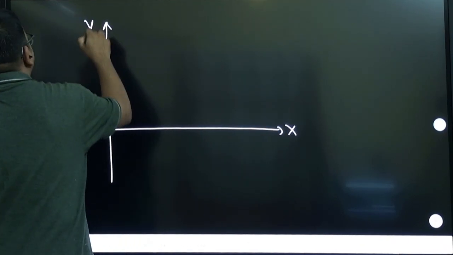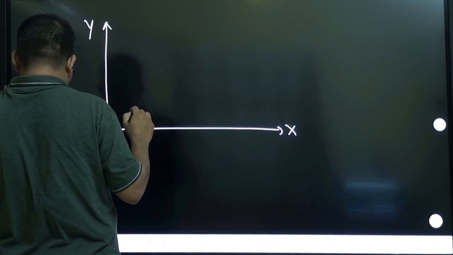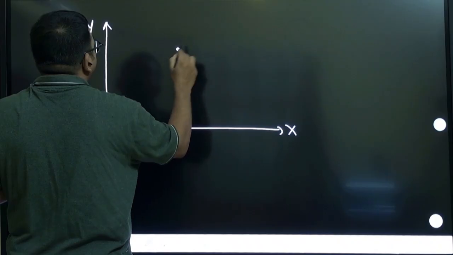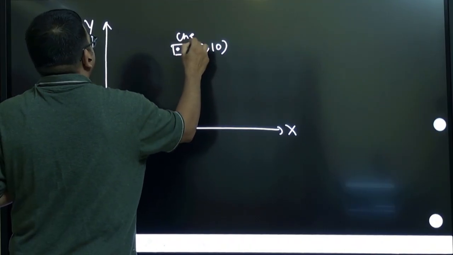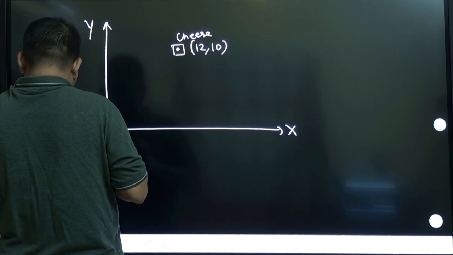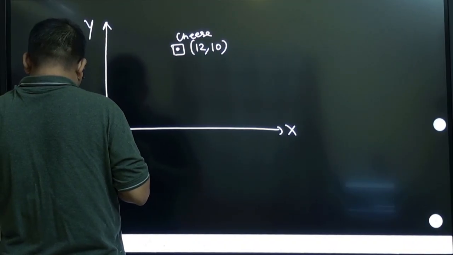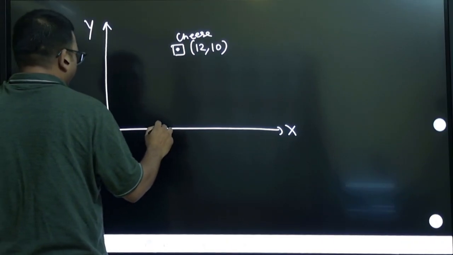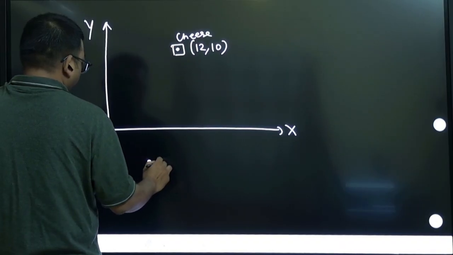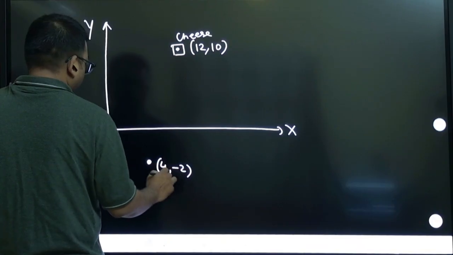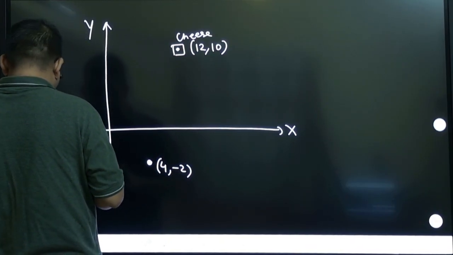A piece of cheese is located at, so suppose you consider this as coordinate geometry x comma y, a piece of cheese is located at 12 comma 10. 12 comma 10 may be somewhere here, and there is a cheese here, located in a coordinate plane. A mouse is at 4 comma minus 2. 4 comma minus 2 may be the mouse here. Right now the mouse is positioned here.